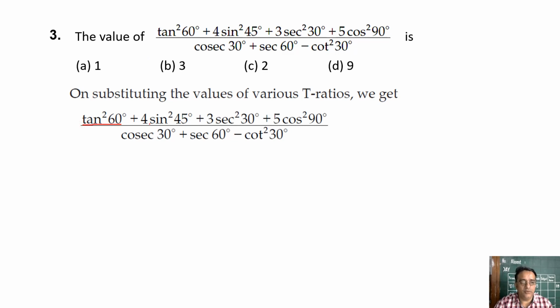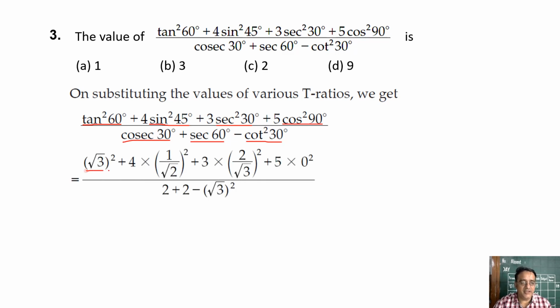Root 3, very good. What is sin 45? 1 by root 2, right. Sec 30 degree? 2 by root 3, very good. Cos 90? 0. Cosec 30 degree? 2, right. Sec 60 degree? 2. Cot 30 degree? Root 3, right. So now we are going to substitute all the values.